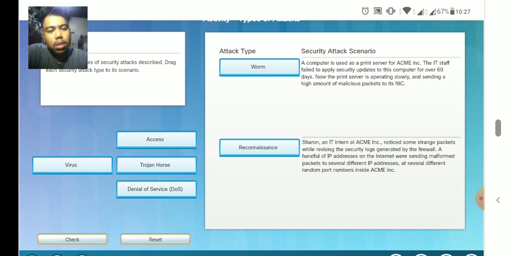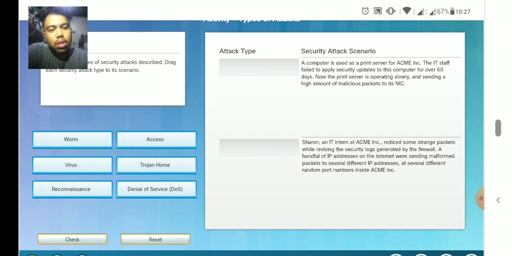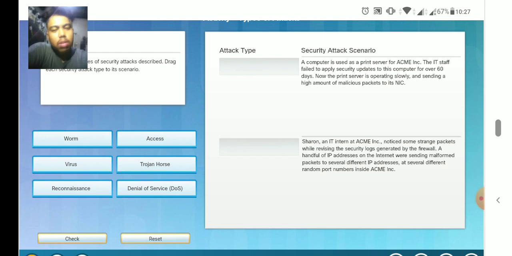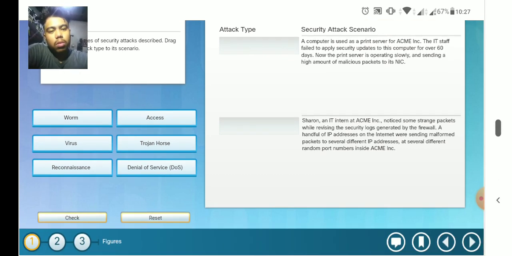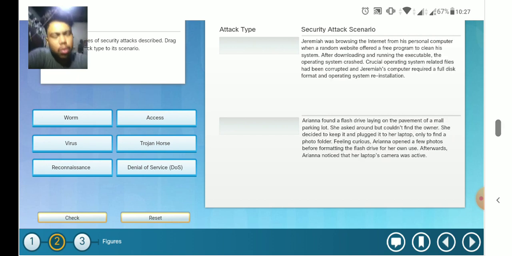And then let's go to the next, figure 2. So Jeremiah was browsing the internet from his personal computer when a random website offered a free program to clean the system. After downloading and running the script, the operating system crashed.